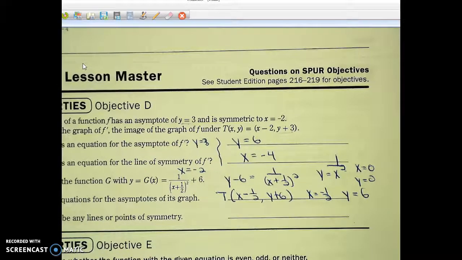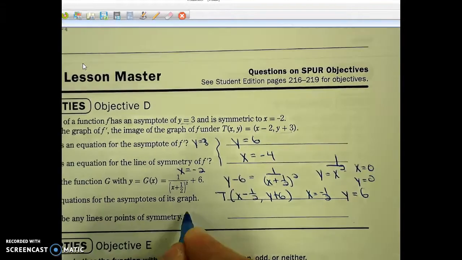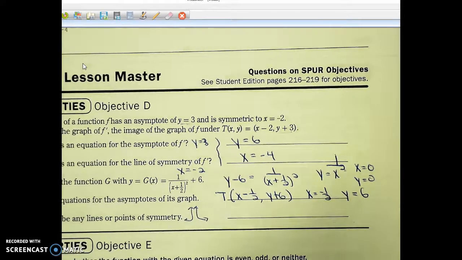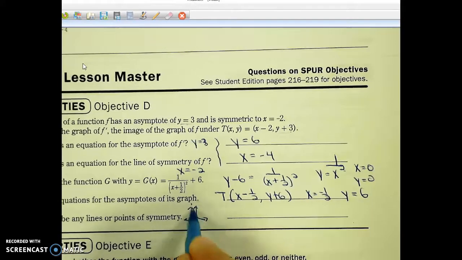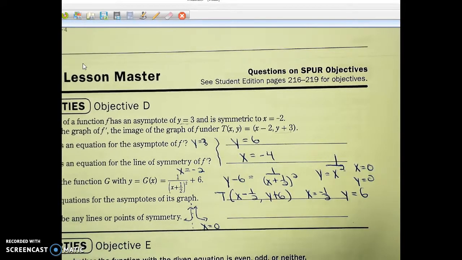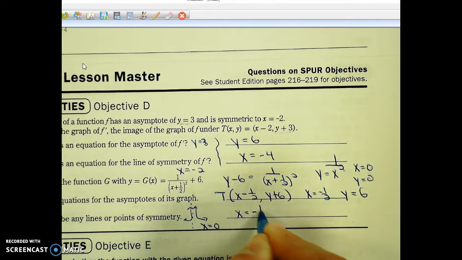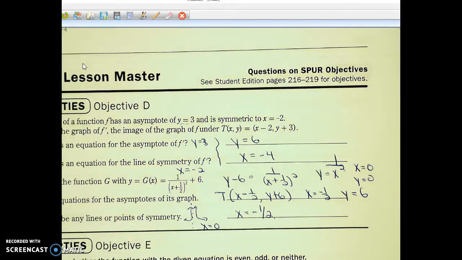All right, if you think about the parent function for the inverse square, it looks something like the following. And it doesn't have a point symmetry, but it has a line symmetry right here, which is x is 0. So again, I'm going to apply this rule, and we end up with x is equal to -1/2. I would not stress over that section. That really was not the main emphasis.